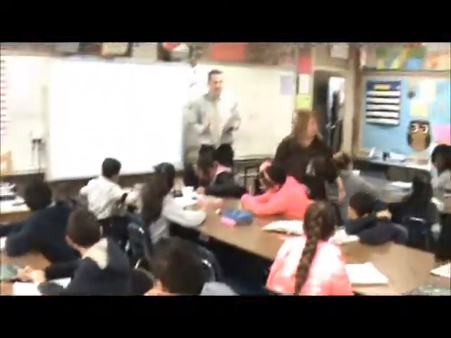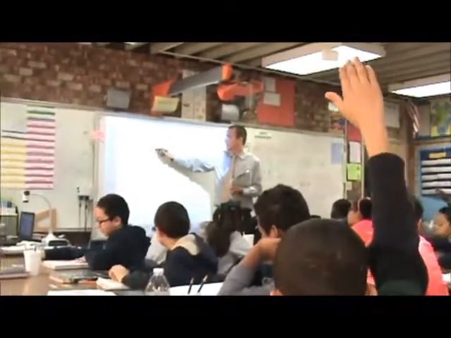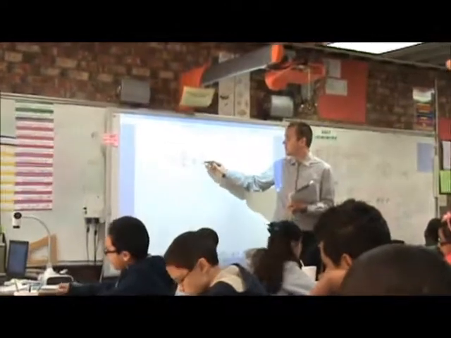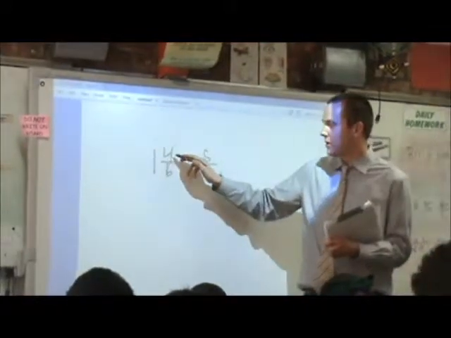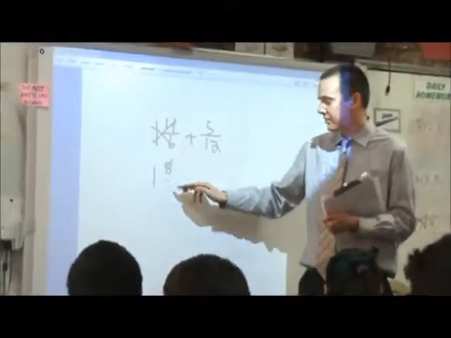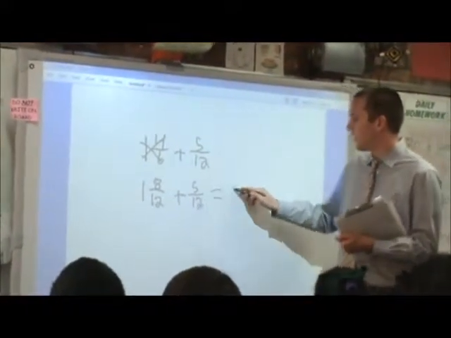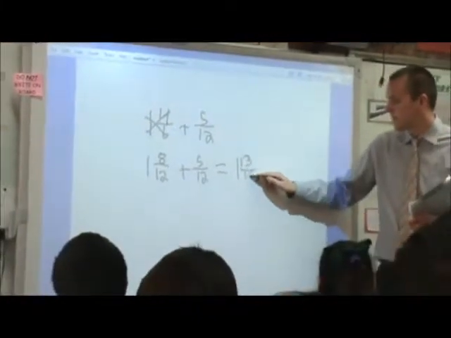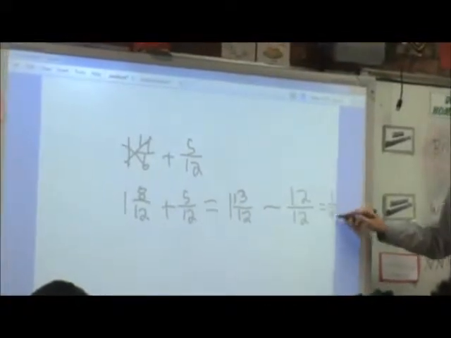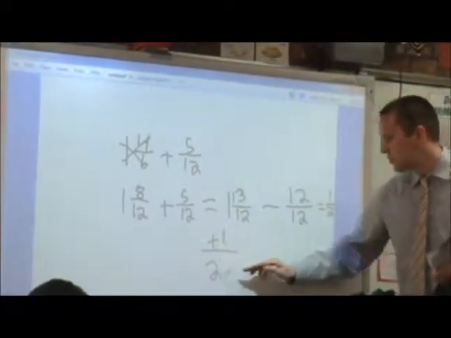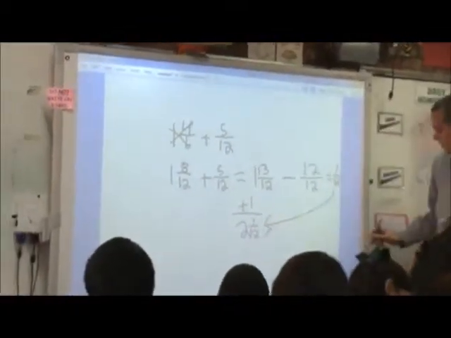Class? Yes, yes. Like how I see the pencils down, eyes on me. Who's got the answer? 1 and 4/6 plus 5/12. Alright, it worked: 2 and 1/12. 1 and 4/6 changes to 1 and 8/12, plus 5/12 gives me 1 and 13/12. Which, when we do our little subtraction problem, minus 12/12 is 1/12, plus 1 whole should give us 2 and 1/12. All right, good job.